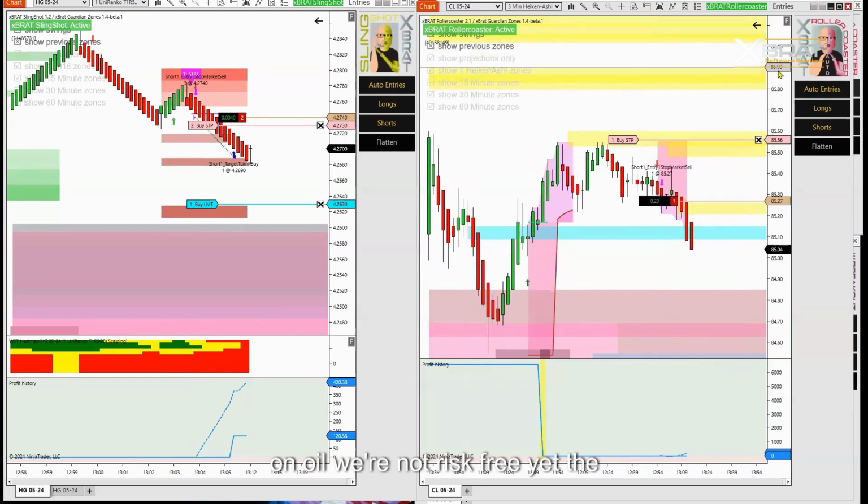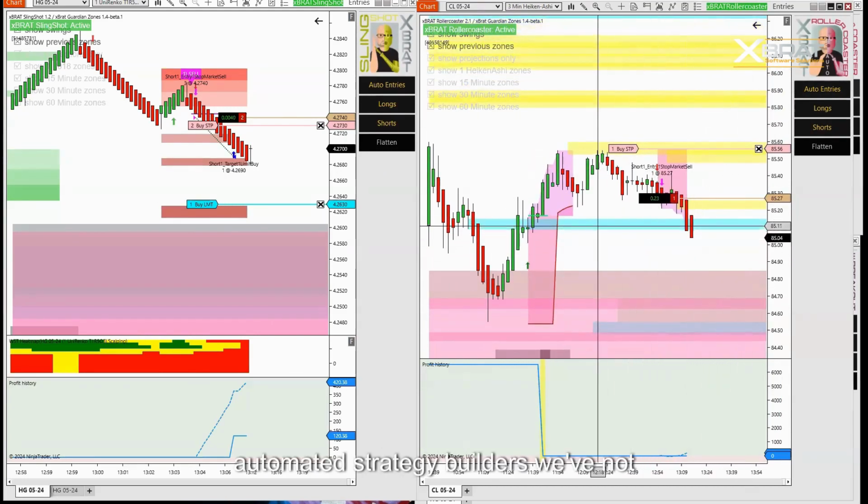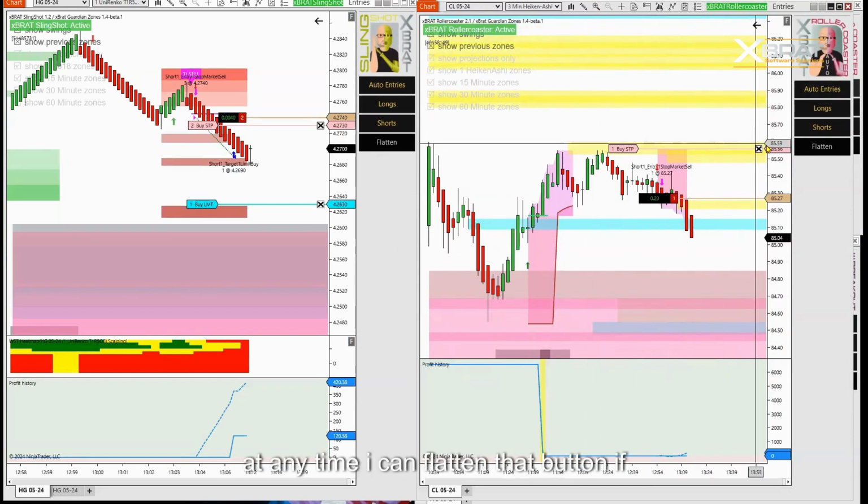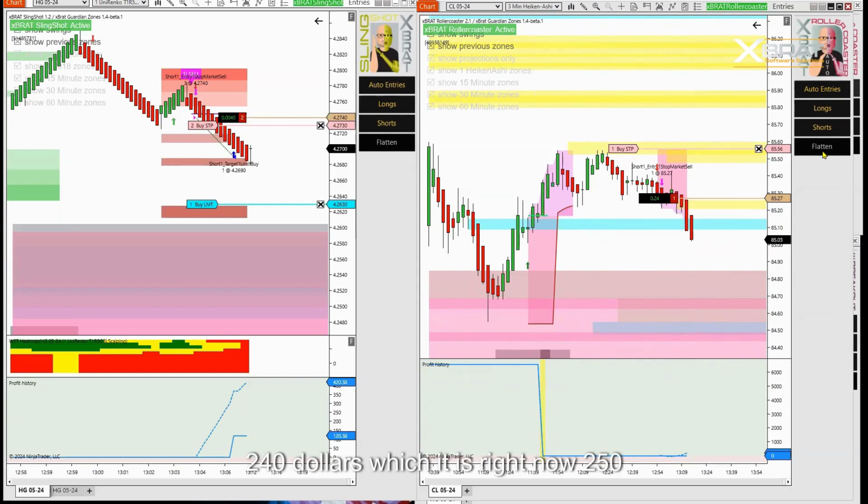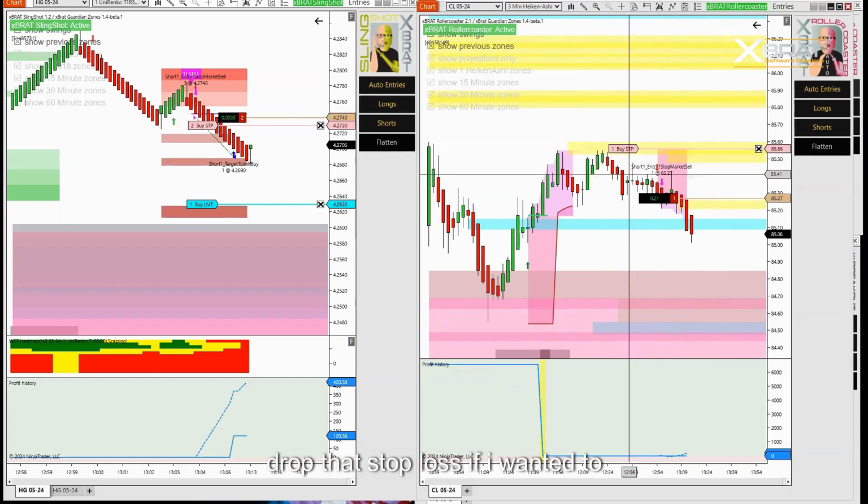We're not risk-free yet. The automated strategy builders, we've not started to print the trailing stop yet. At any time I can hit that flatten button. If $240, which it is right now, $250 is okay for me, I can hit that flatten button and take that profit. I can drag and drop that stop loss if I wanted to. It's entirely up to me. I've got more control.